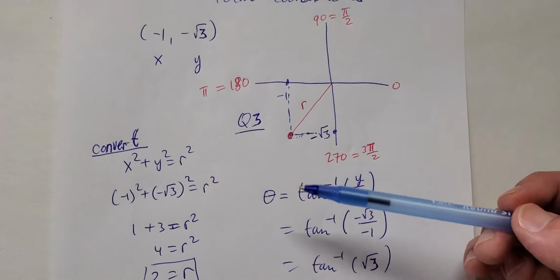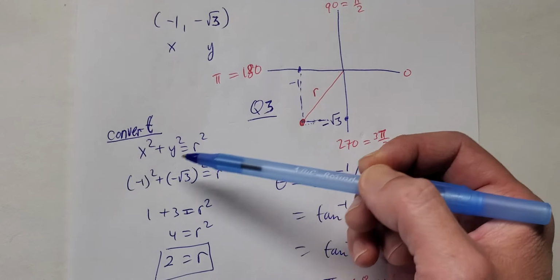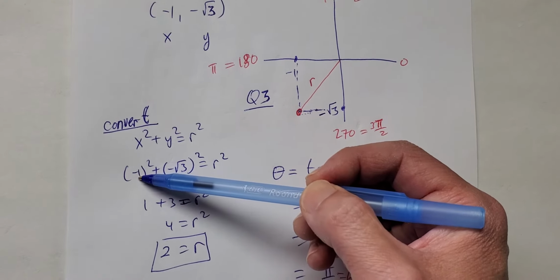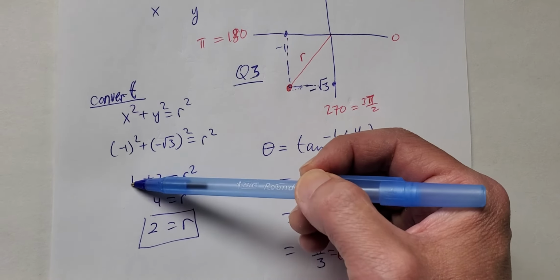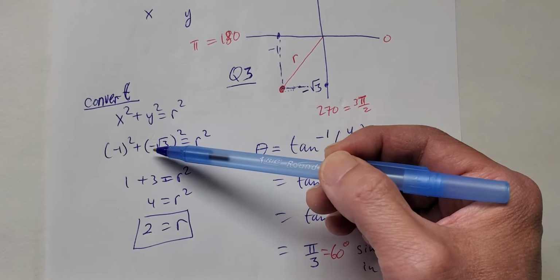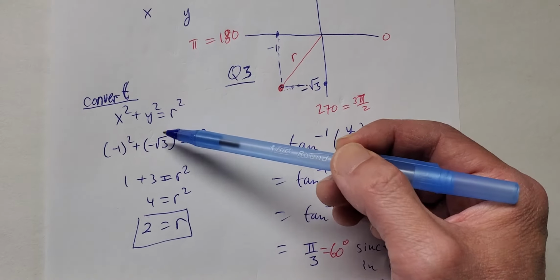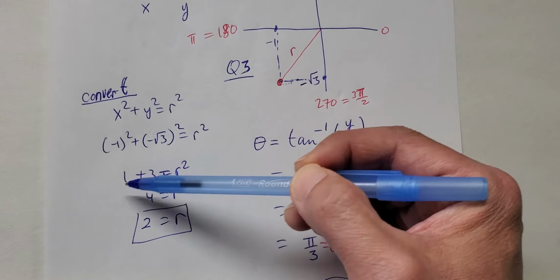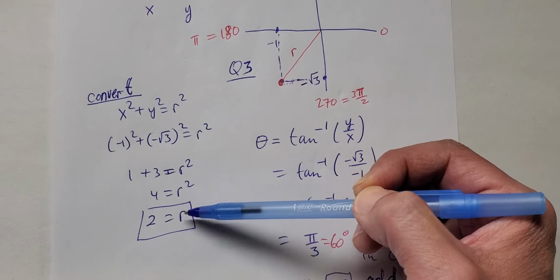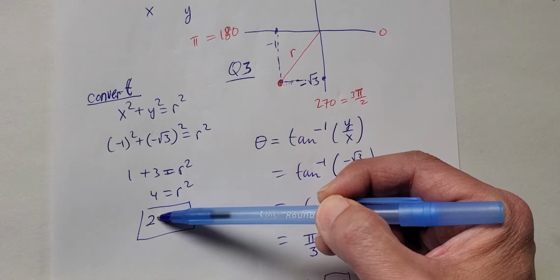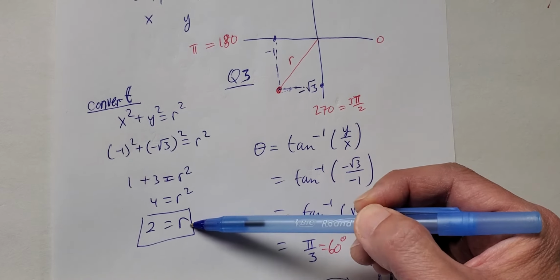So first of all, we need to find r. So x squared plus y squared equals r squared. So we know the numbers, just plug them in. -1, negative square root 3. So -1 squared, positive 1. Negative square root 3, negative and negative, positive. Square root and square cancel out, so I get 3. 1 plus 3 is 4. We don't want r squared, we want r, so square root it, so it becomes 2. Again, r is always positive, never negative.